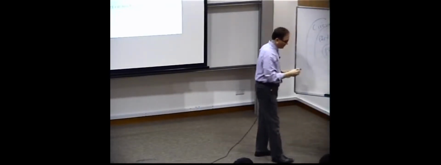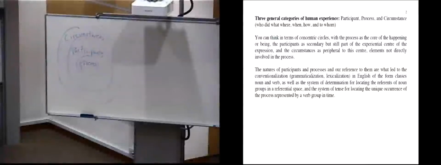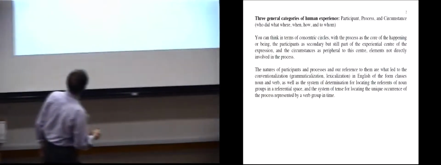We can see this as kind of like concentric circles. So if you have concentric circles, the process is the core happening. Then you have your participants, and then you have the circumstances within which these two interact. So here I said it, you can think of it in terms of concentric circles.